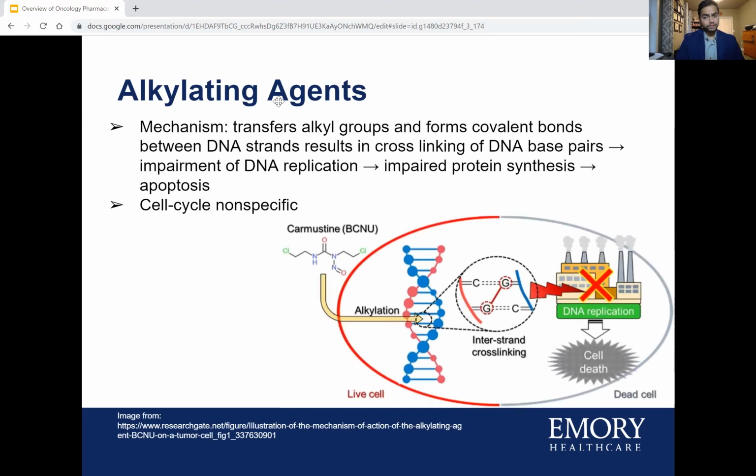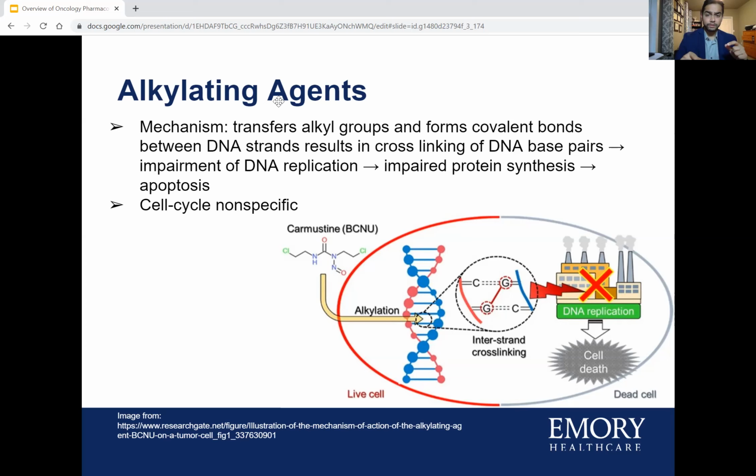So our first class is a big class and was discovered really around World War II time because of its war capabilities. But we found out that it's also very good at killing cells. And these are the alkylating agents. So alkylating agents, what they do is they alkylate. So they form these covalent irreversible bonds in between base pairs of DNA.